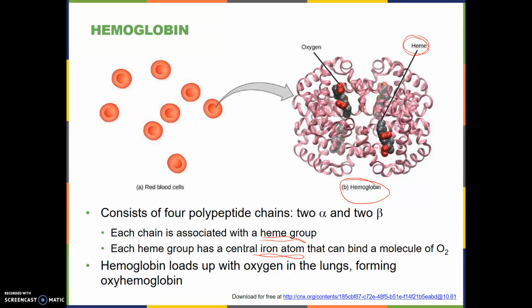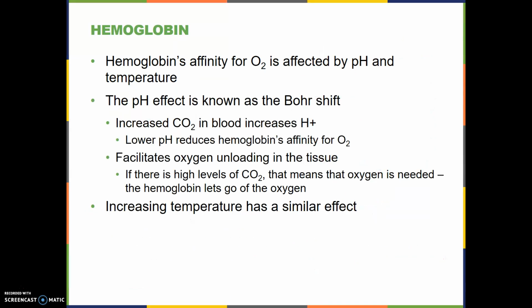So you've got basically, I'm looking at the picture and it's confusing, but 4 iron atoms per hemoglobin. So each iron atom can bind 1 molecule of oxygen. So when hemoglobin is loaded with oxygen, it forms oxyhemoglobin. And then it travels through the bloodstream attached, of course, to the red blood cell.